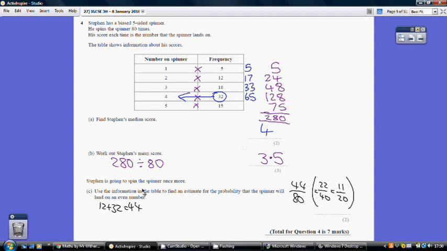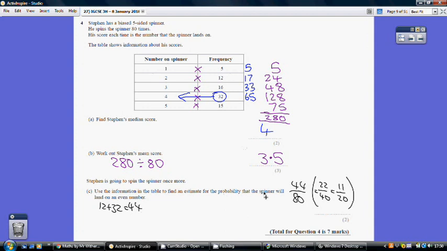Now, Stephen's going to spin the spinner once more. Use the information in the table to find an estimate for the probability the spinner will land on an even number. So the even numbers here are 2 and 4. So he achieved the 2 twelve times and the 4 32 times. So that's a total of 12 and 32, which is 44. So the chances of him getting an even number is 44 out of 80.